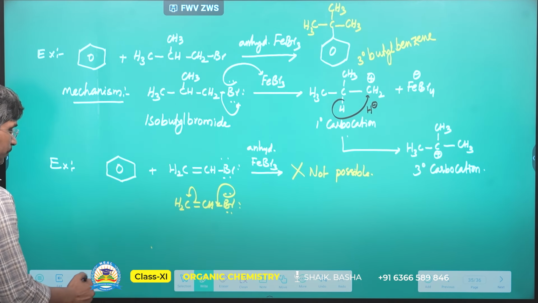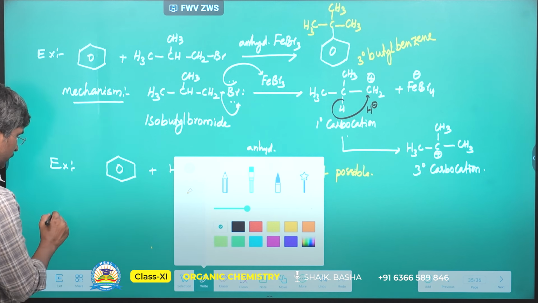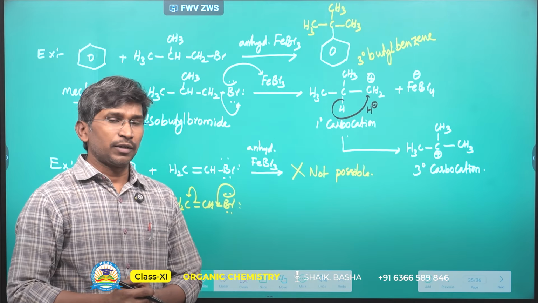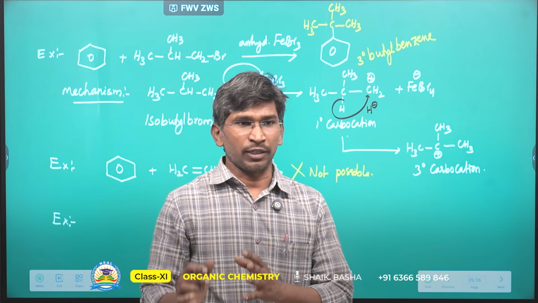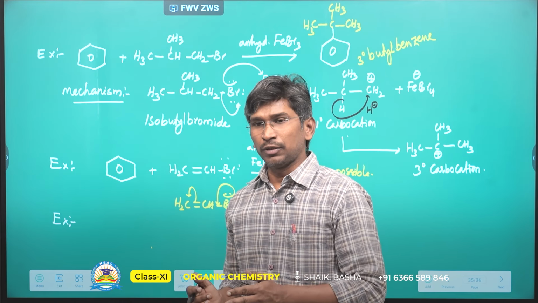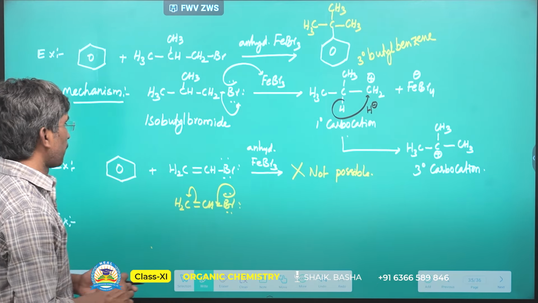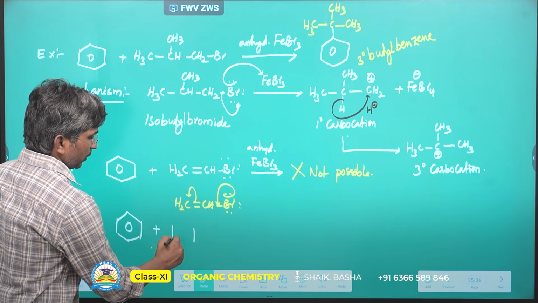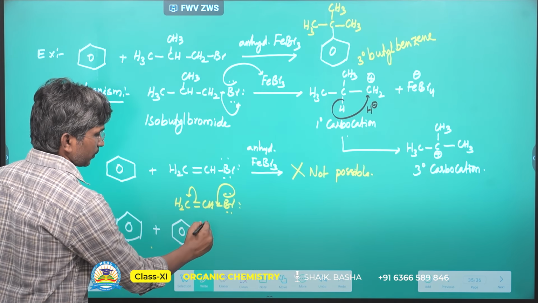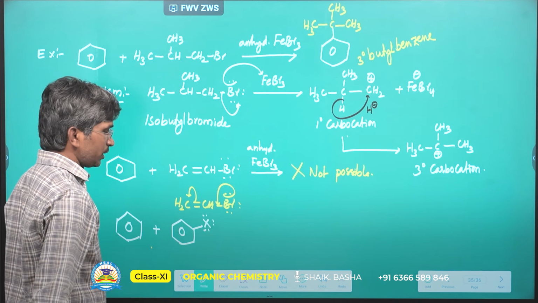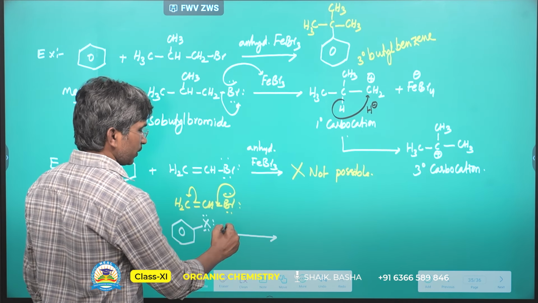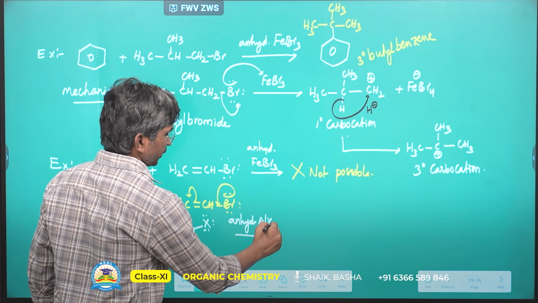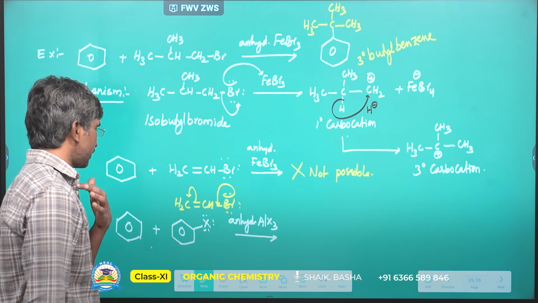One more example. Then how can we explain, is it possible or not? We have to form the stable carbocation. If stable carbocation is not possible, reaction is not possible. Benzene, on treating with halobenzene, fluorobenzene, chlorobenzene, bromobenzene, whatever it is, on treating with anhydrous Lewis acid, AlCl3, AlX3.